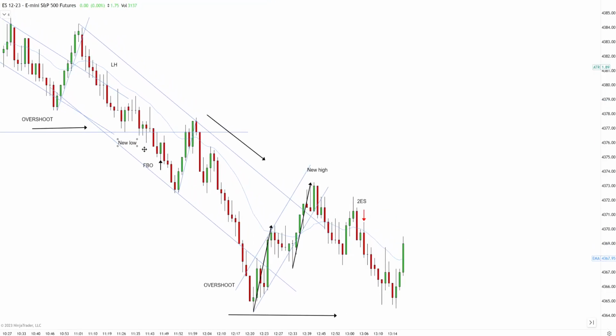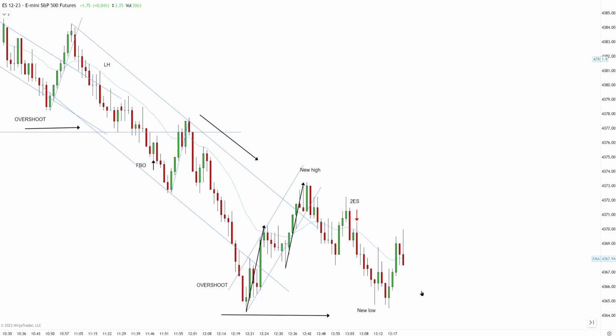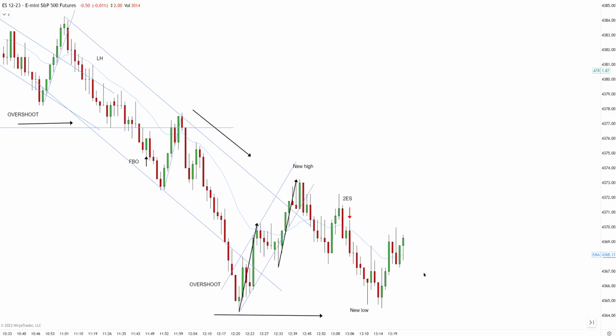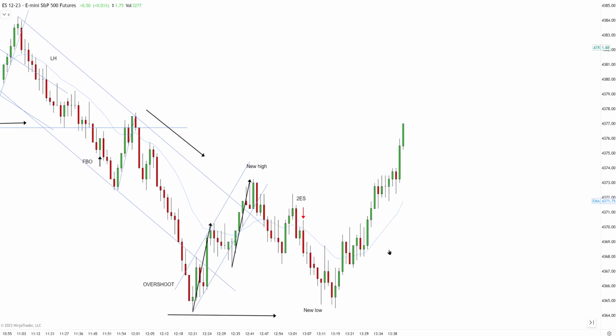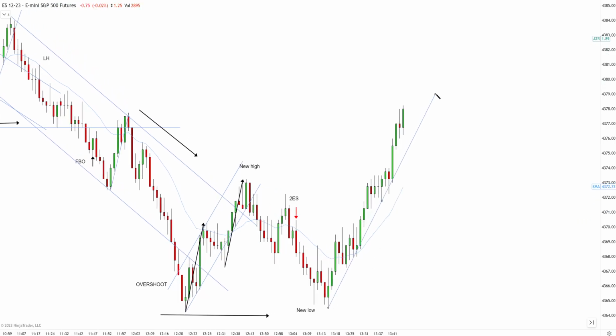Okay, the market created a new low barely. As it reversed, you have a new low, first entry short, and you don't actually get a failed second entry short. Now I have to adapt to widen the channel like this. Okay, clear channel.